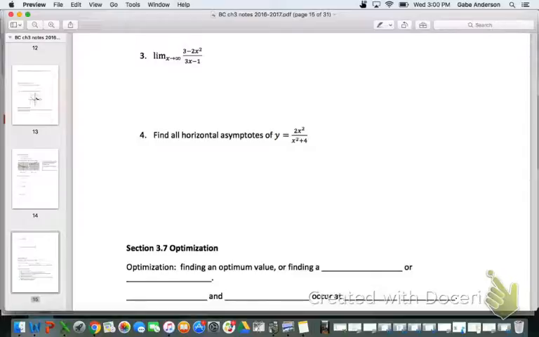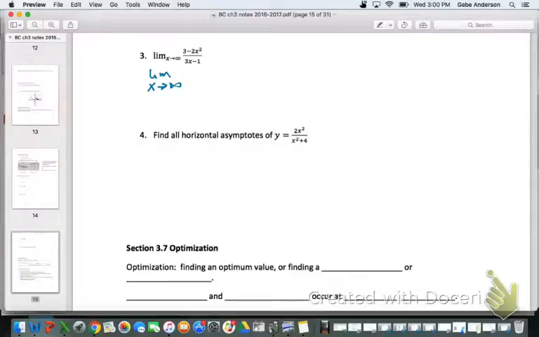This will work for all these. What's the degree of the denominator? 1. So x to the first, right? So here's what we would technically do. We would write limit as x goes to infinity. And we would divide every single term, top and bottom, by that x to the first, right?